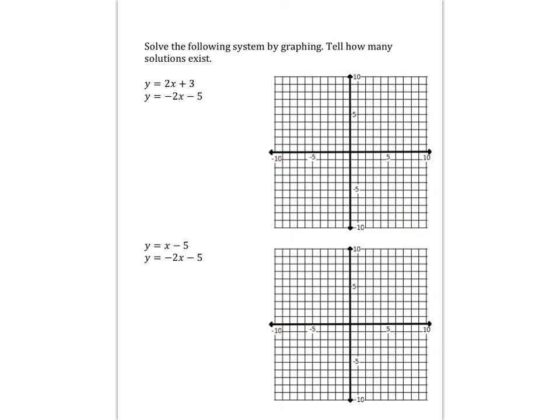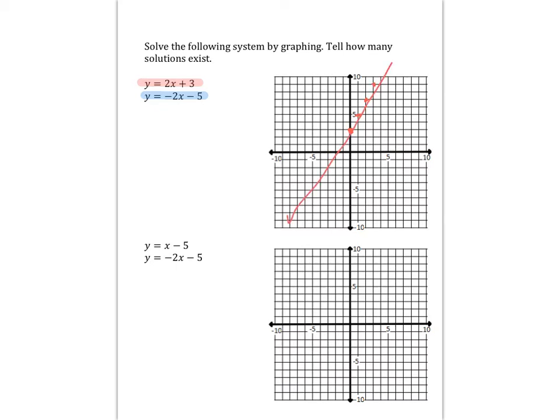All right, so let's take a look at an example here. We'll solve the system by graphing, and we'll tell how many solutions exist. So we're going to graph both of these lines here, and one of them will be red and one of them will be blue, and we'll see where the intersection is, if any. So I'm going to graph the red equation first, which means I'll graph my y-intercept of 3, then move according to the slope of up 2 units over 1.